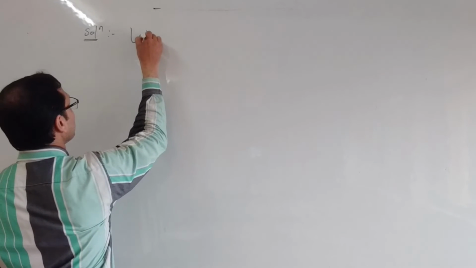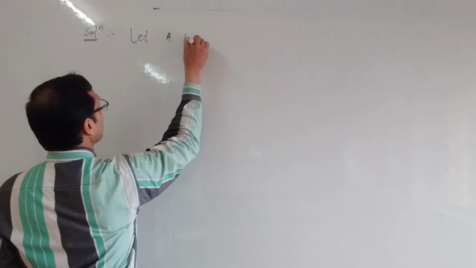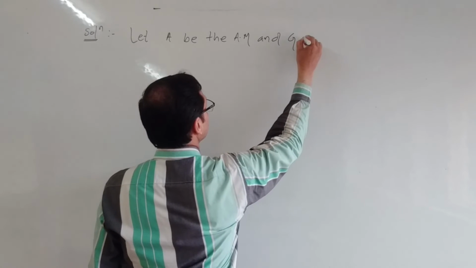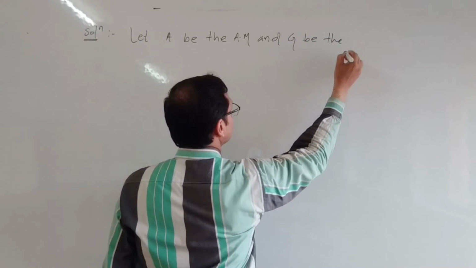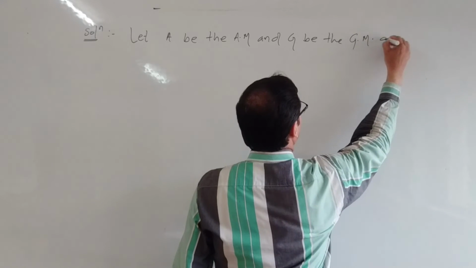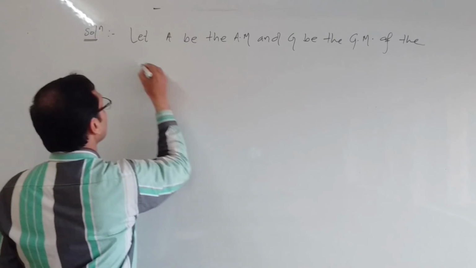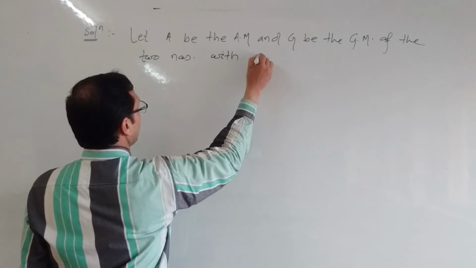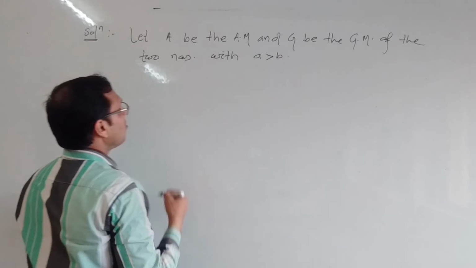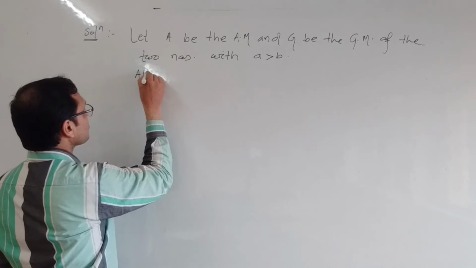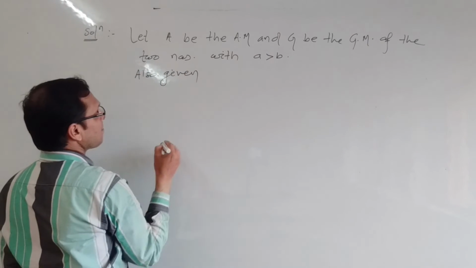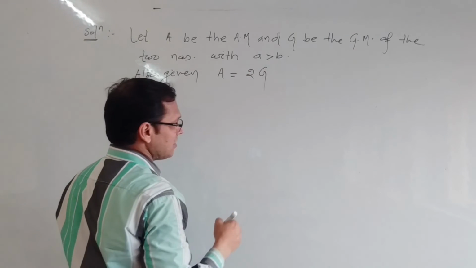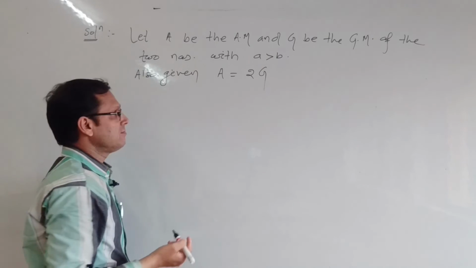You should mention here, let A be the AM and G be the GM, that is geometric mean of the two numbers, with A is greater than B. This one is given condition. Also given that A is equal to twice of G. AM is twice of GM.